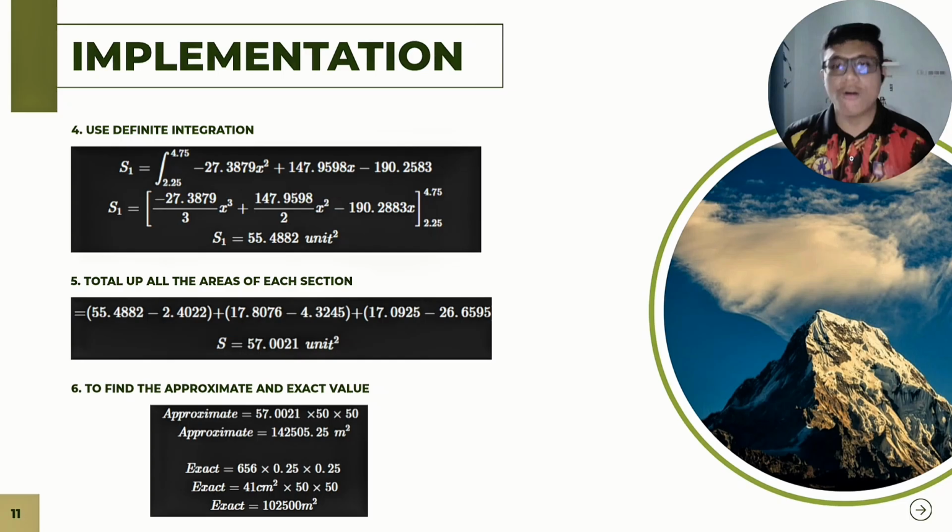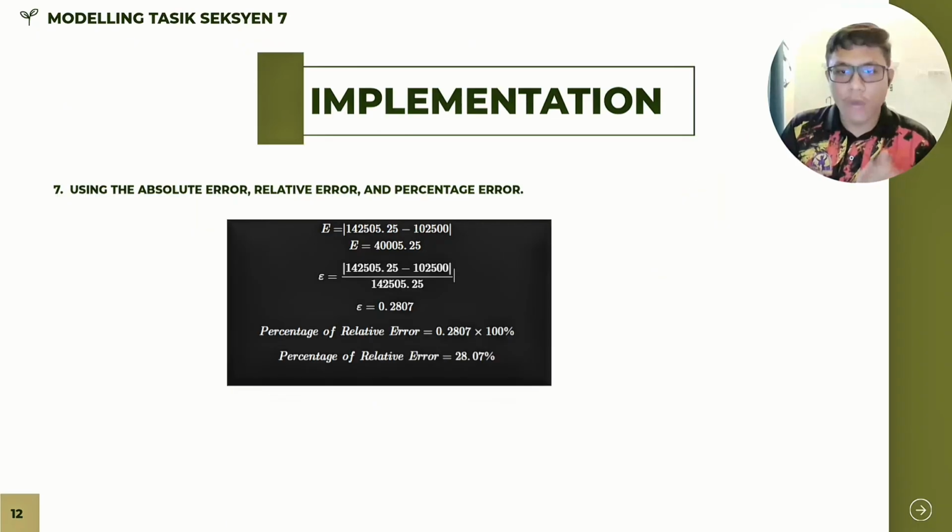So our approximate value will be 142,505.25 meter squared. And for the exact value, we will be using the box counting method as a baseline. The area was estimated at 102,500 meter squared. Now we go to the last step, that is using the absolute error, relative error, and percentage error.